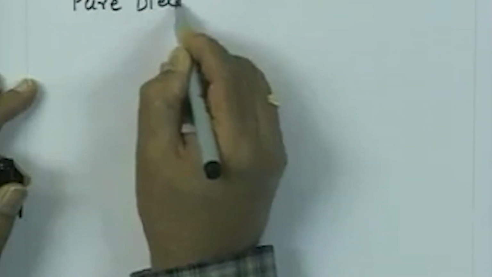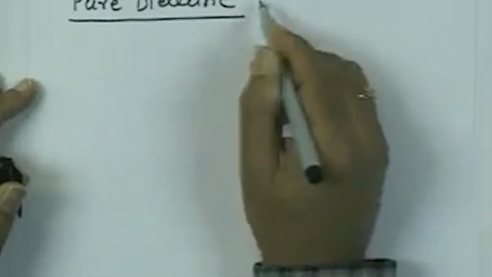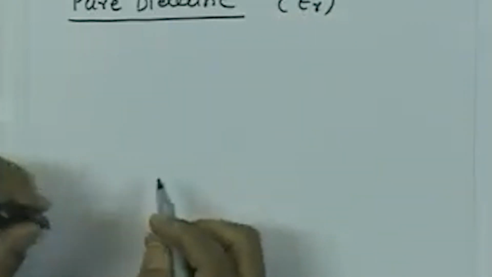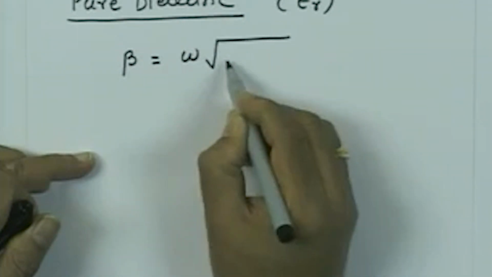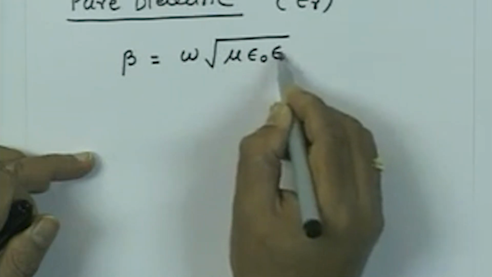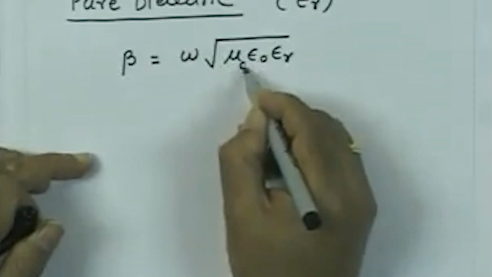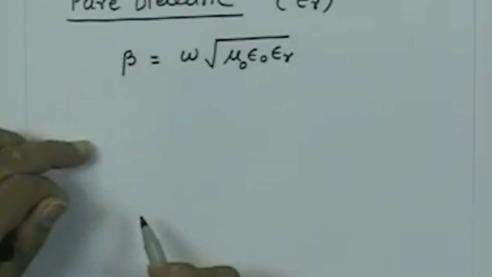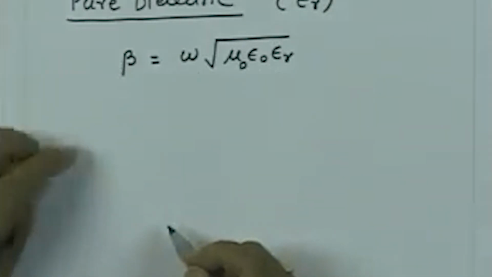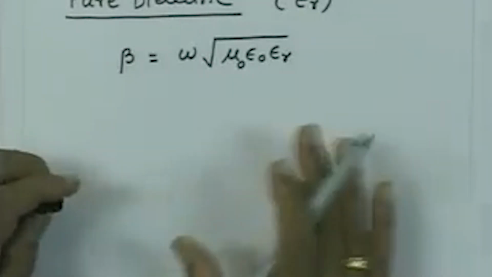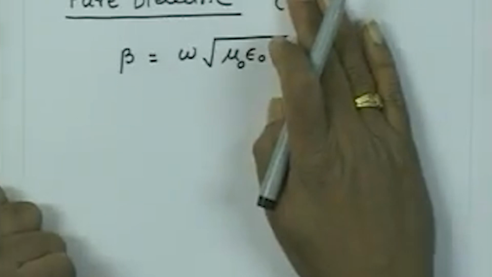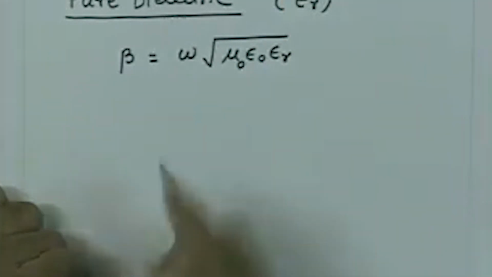Now, as we have seen earlier, if I take a pure dielectric medium with dielectric constant epsilon r, then for this medium the phase constant beta is omega square root mu epsilon 0 epsilon r. Since the medium is a dielectric medium, the permeability of the medium is the permeability of free space, so the phase constant is omega square root mu 0 epsilon 0 epsilon r. Now, first let us consider a medium which is free space, that means epsilon r is 1.